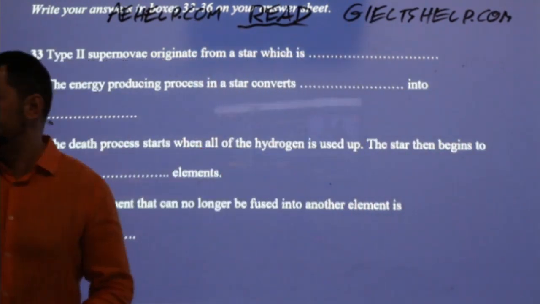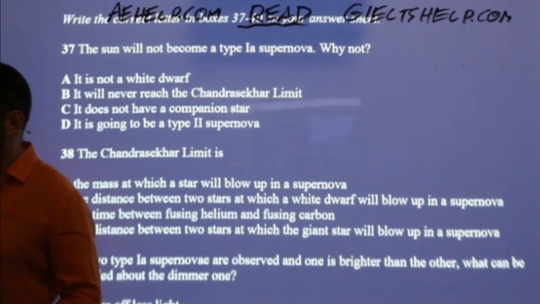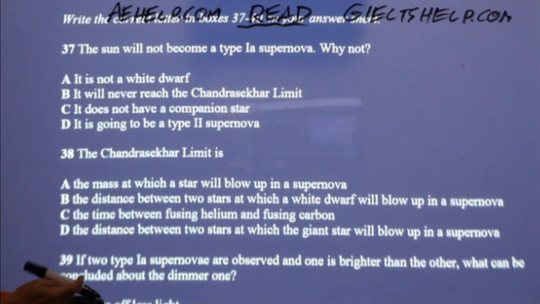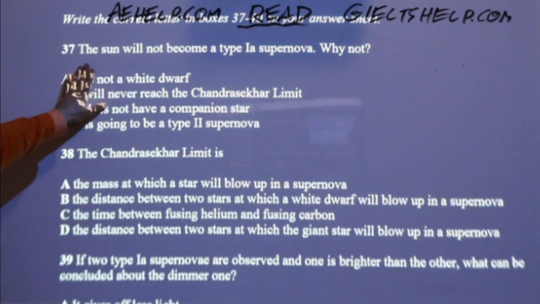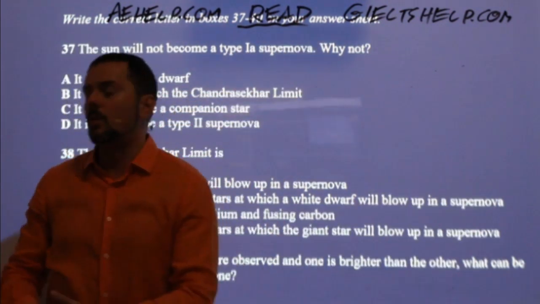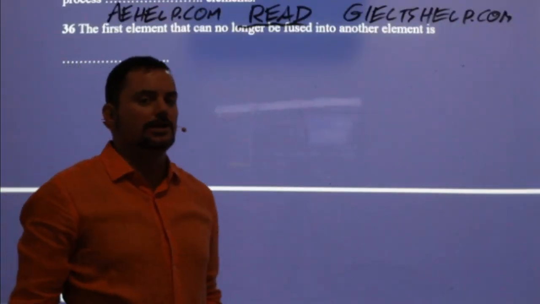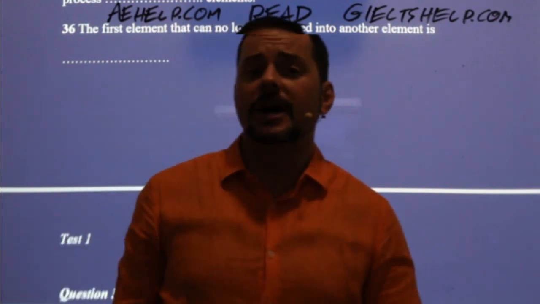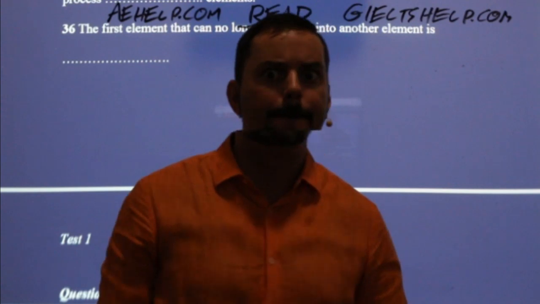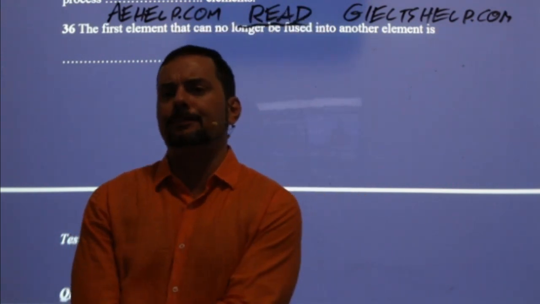All right. Now we have these multiple choice questions. You should always try to solve these on your own and then answer. The sun will not become a type 1a supernova. Why not? Why will the sun not become a type 1a supernova? What's needed for a type 1a supernova?